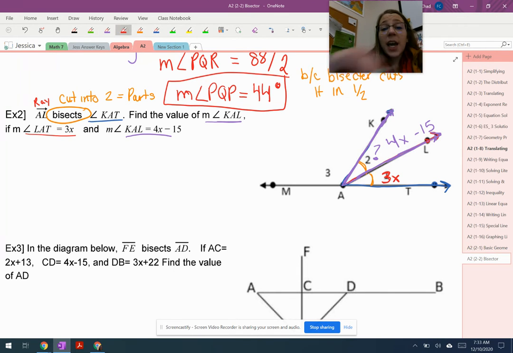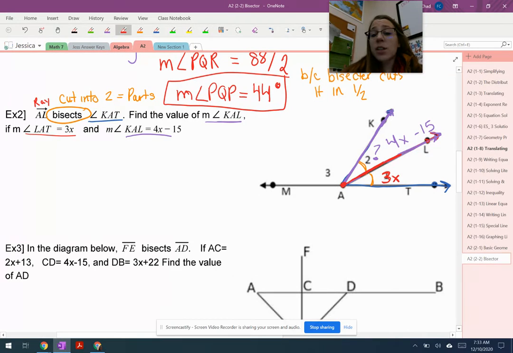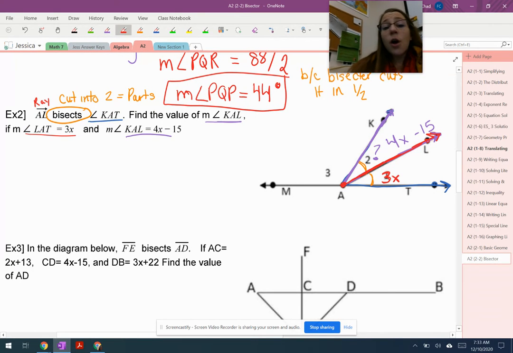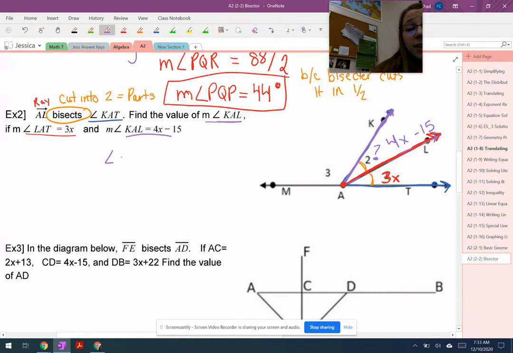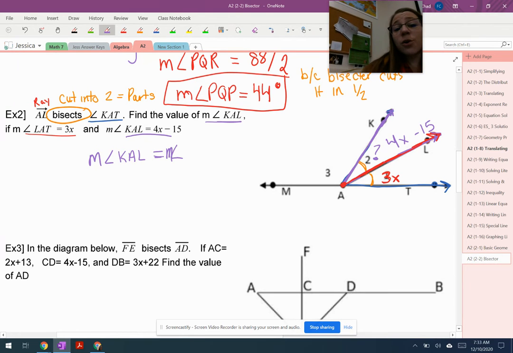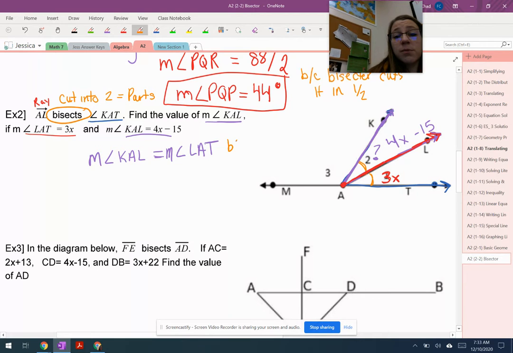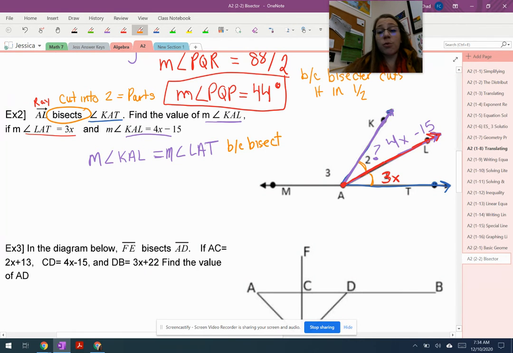To bisect something means to cut it into two equal parts. So if this ray AL that we originally looked at is cutting this angle into two equal parts, we know that the measure of angle KAL is going to be equal to the measure of angle LAT. Because of bisect, right? Bisect means to cut in half into two equal parts. So those two parts are equal to each other.